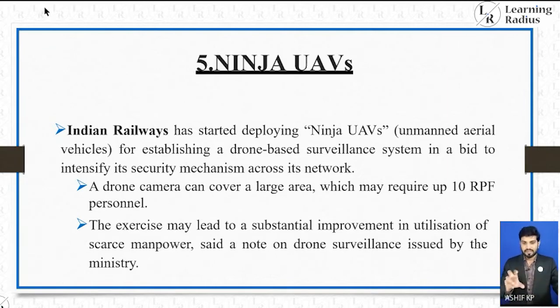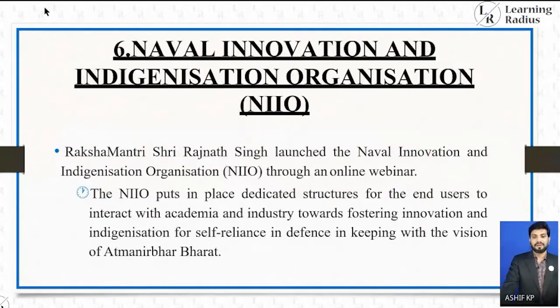A drone camera can cover a large area which may require up to 10 RPF personnel. The exercise may lead to a substantial improvement in utilization of scarce manpower, said a note on drone surveillance issued by the ministry. So that is about Ninja UAVs, and the term Ninja should be there in our mind.